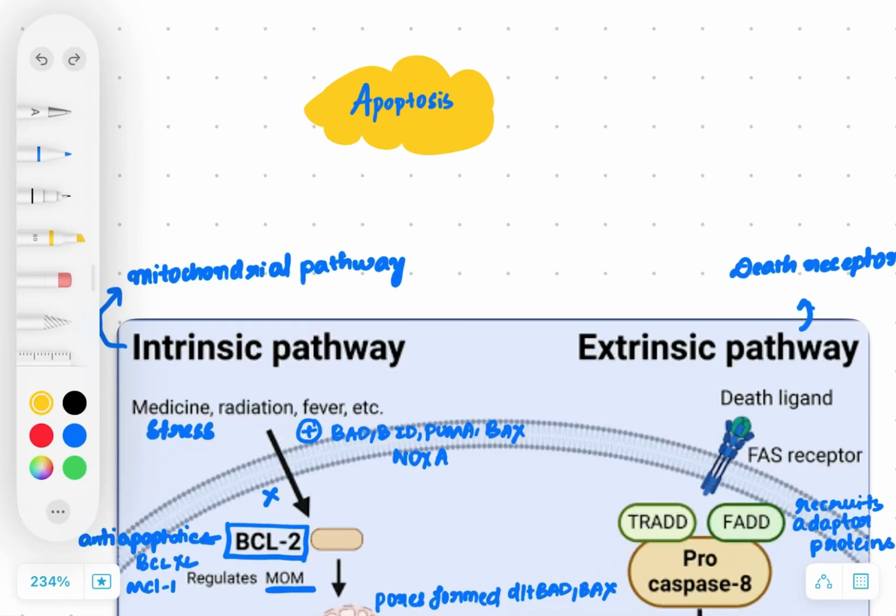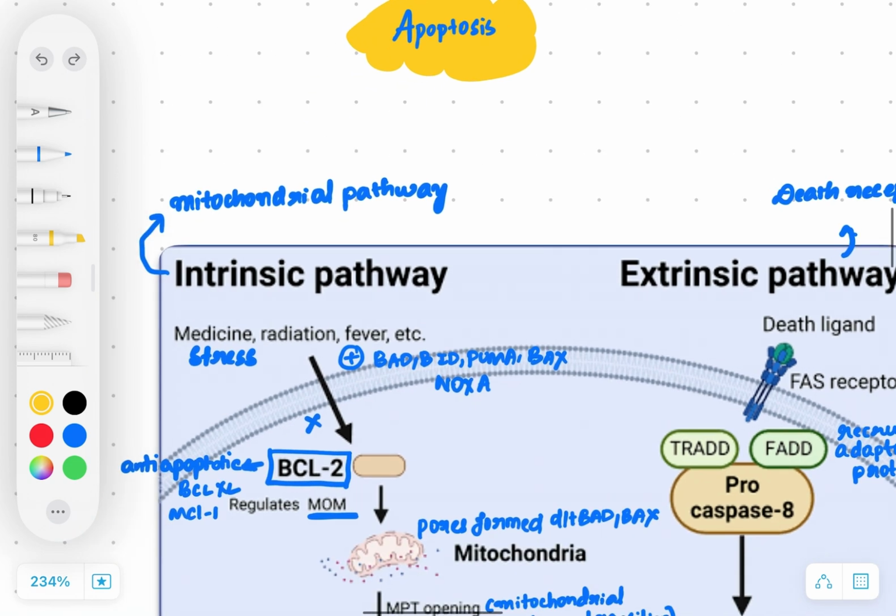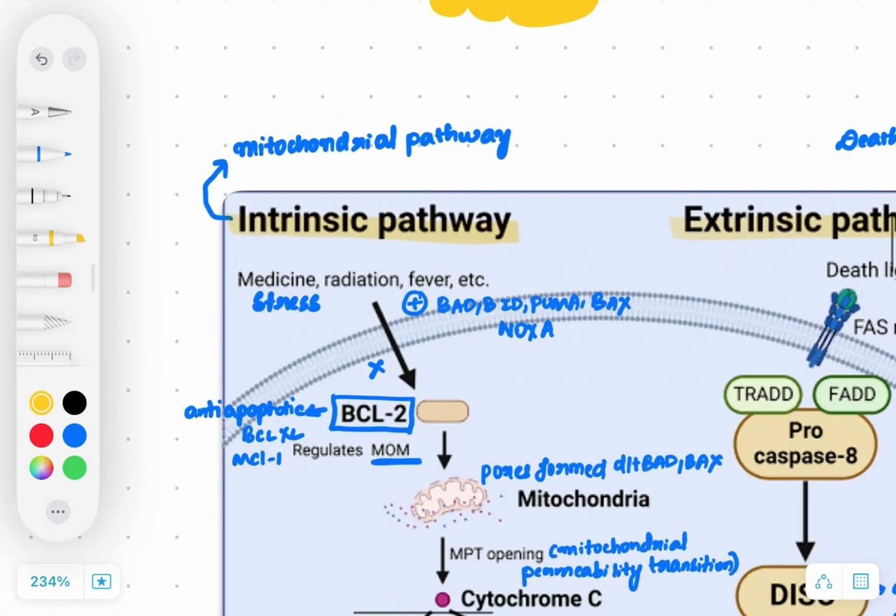Hello everyone, in this video we are going to discuss apoptosis. Apoptosis is a programmed cell death. It takes place in two pathways, that is the intrinsic pathway and the extrinsic pathway. First, coming to the intrinsic pathway, it is also called the mitochondrial pathway.